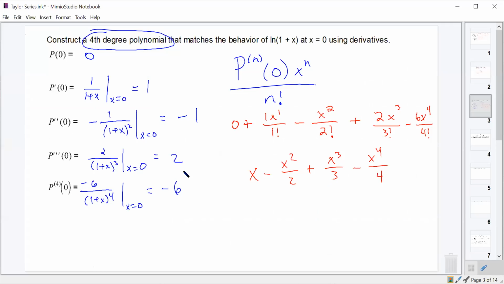Could we write this in a summation form now? Could we say that the natural log of 1 plus x, well, it should equal the sum from n equals 0 to infinity of what? What does this series look like inside of here if we were to go out infinitely?